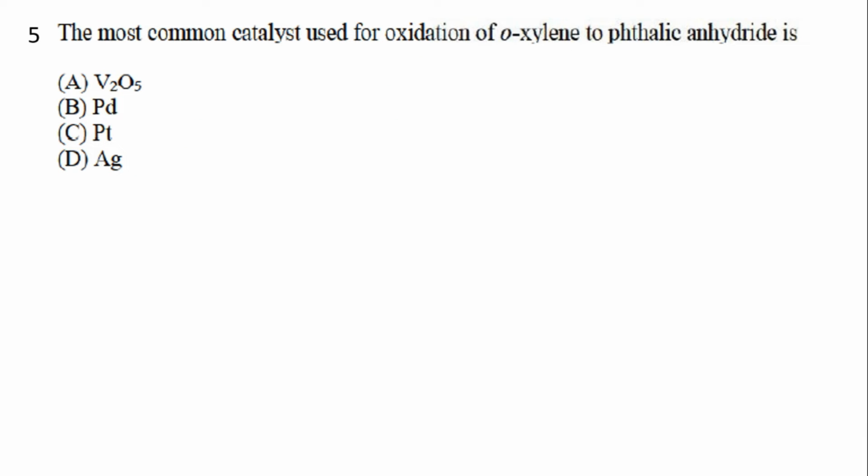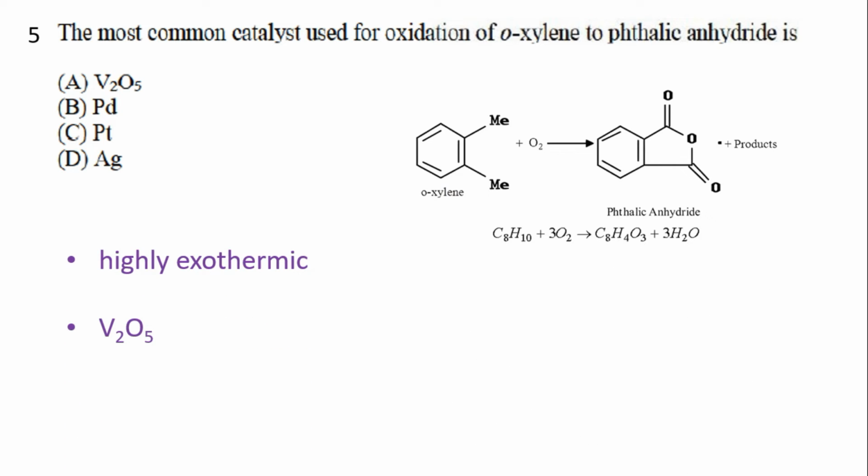The most common catalyst used for oxidation of xylene to phthalic anhydride is. So here I have given the reaction for phthalic anhydride from o-xylene oxidation reaction. This is basically a highly exothermic reaction. The most common catalyst used for the oxidation in this particular reaction is vanadium pentoxide, option B.